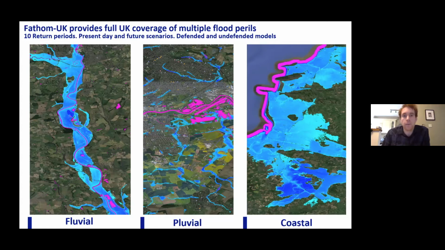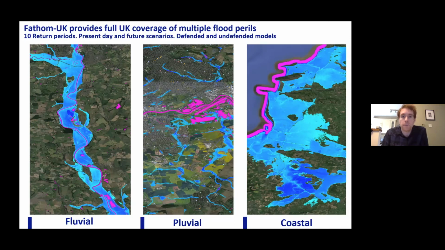So just to provide a bit more information on the types of flooding that we do model, our fluvial data represents flooding as a result of rivers overtopping their banks. Our pluvial data represents flooding as a result of heavy rainfall, such as surface water flooding in urban locations, as well as flooding within small river catchments.